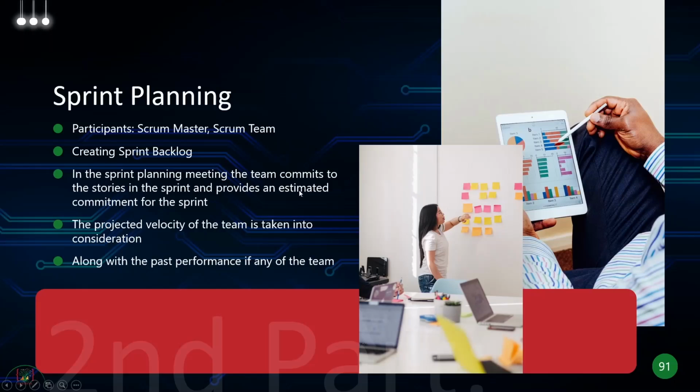So the team is going to commit to the stories in the sprint, and they will provide an estimated commitment for the sprint. So they will estimate how much time it will take for them to complete each and every story. Then the projected velocity of the team will be taken into consideration along with the past performance of the team. So basically historically, how the team has performed, what their velocity was, how much time it took for them to finish stories. Based on that and based on the complexity of the user story in hand, you will give an estimate of how much time it will take for you to finish that particular story.